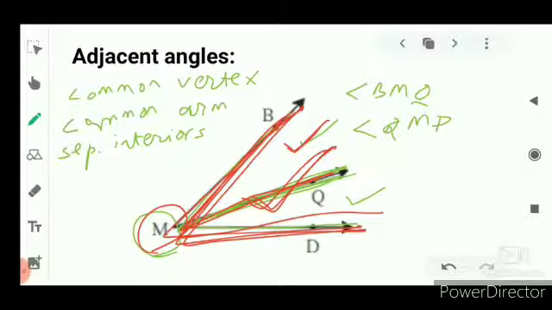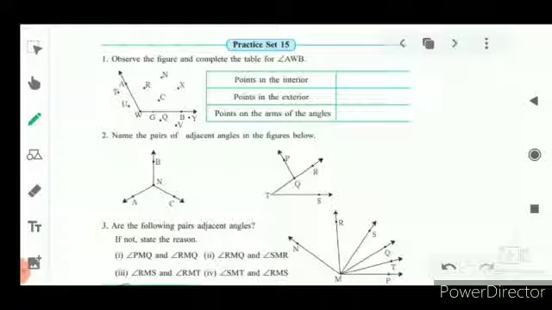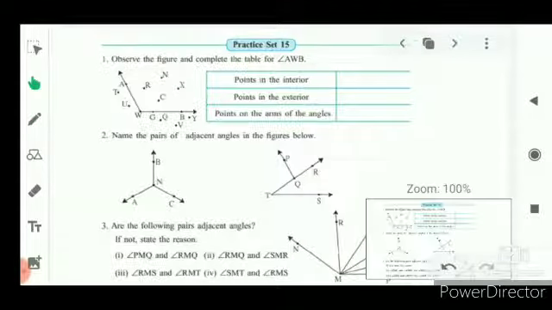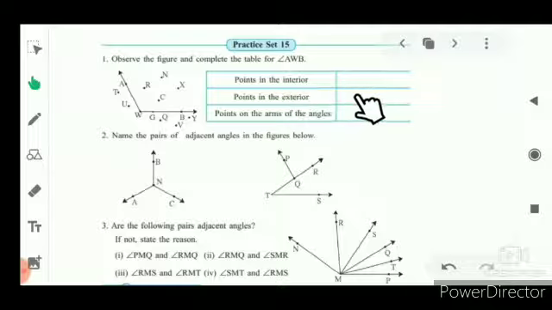Hope you have understood. Now see practice set 15. Let's take the revision. Observe the figure and complete the table for angle AWB. Points in the interior are the points which don't lie on the arms of the angle but lie on the inner side. So here point R, point N, point X and point C are the interior points.